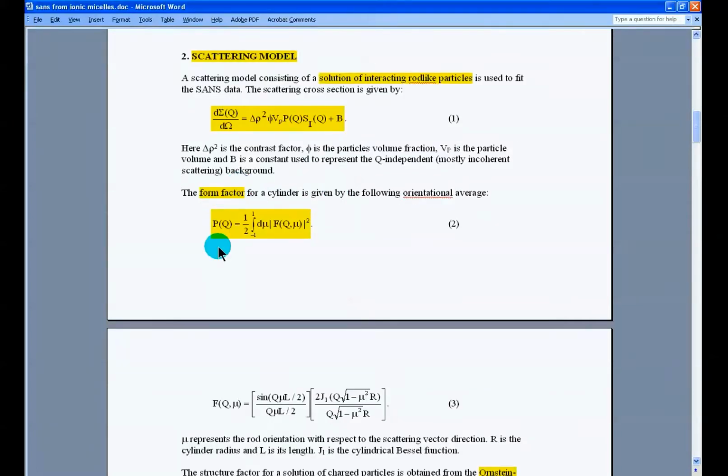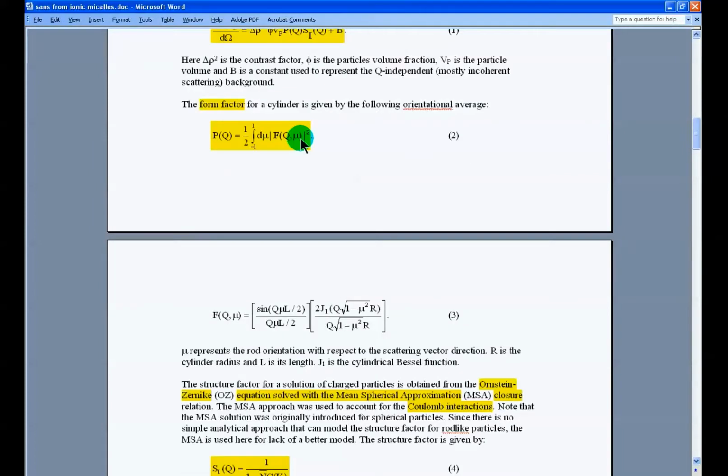The form factor for a rod, I've seen it before, involves an orientational average, an angular average here, and then the form factor amplitude F has two terms. One due to the rod length is just like the one for a slab of length L. The second one due to the rod radius is just like the one for a cylinder of radius R.